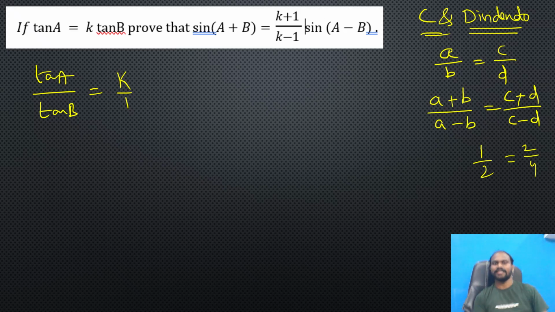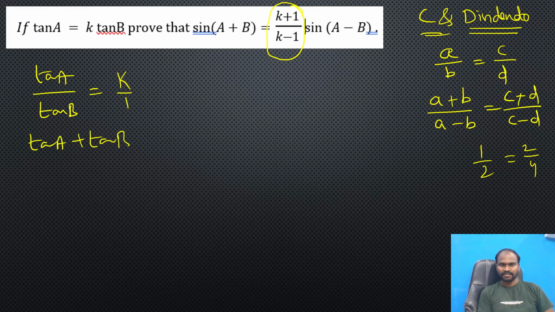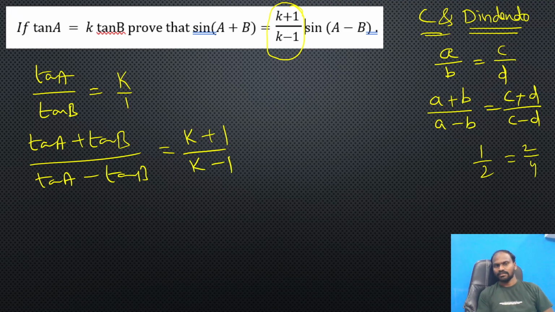Sir, how are you getting this idea, sir? No, the moment you see this k plus 1 by k minus 1, definitely you can see that. So apply the componendo and dividendo formula here. So I can write numerator plus denominator divided by numerator minus denominator, that is equal to k plus 1 by k minus 1. Whatever rule or pattern you apply to LHS, the same thing you have to apply to RHS also.